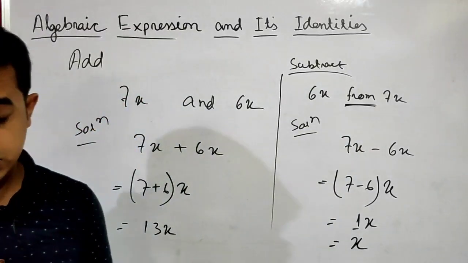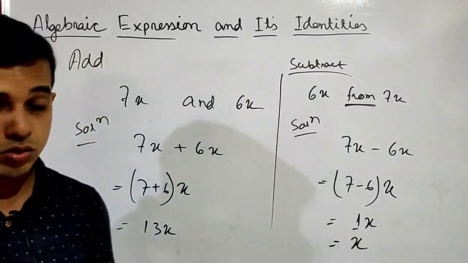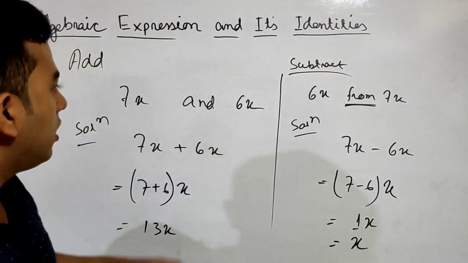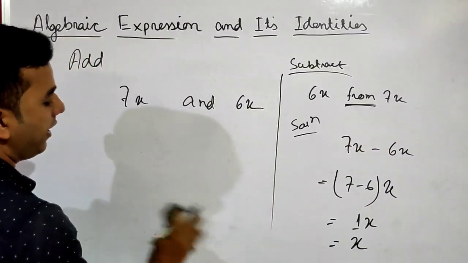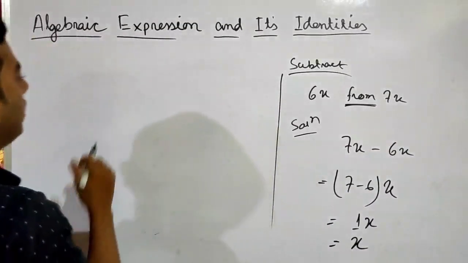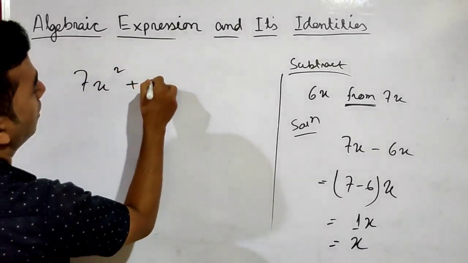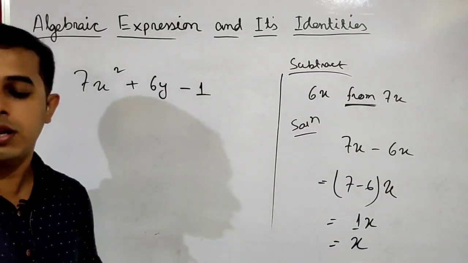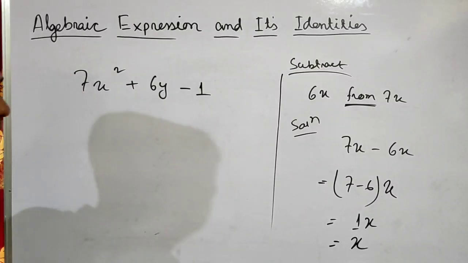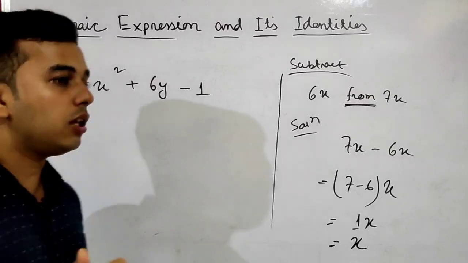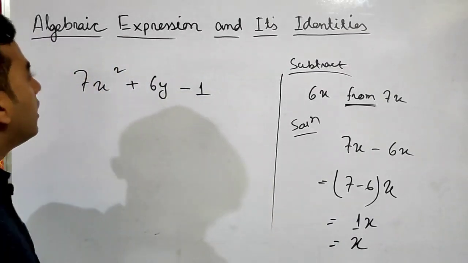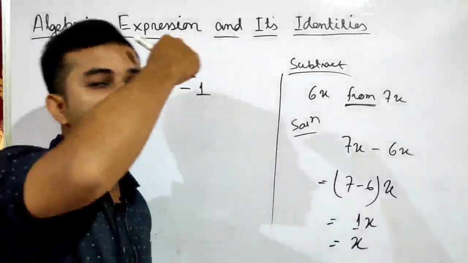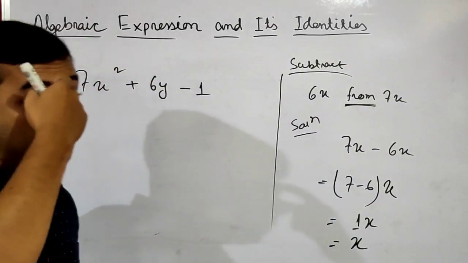So now let's move to our next concept, that is the coefficient. What is the coefficient of a term? Very easy. For example, let's write one example: 7x square plus 6y minus 1. So what is the coefficient? This one is an expression, 7x square plus 6y minus 1. When we find the coefficient, we will find the coefficient of each term, like the degree, the degree of each term.